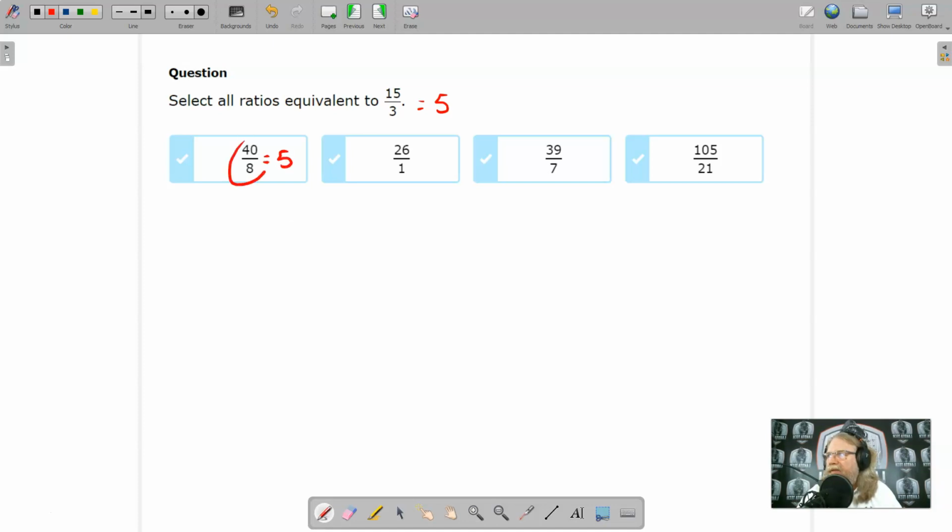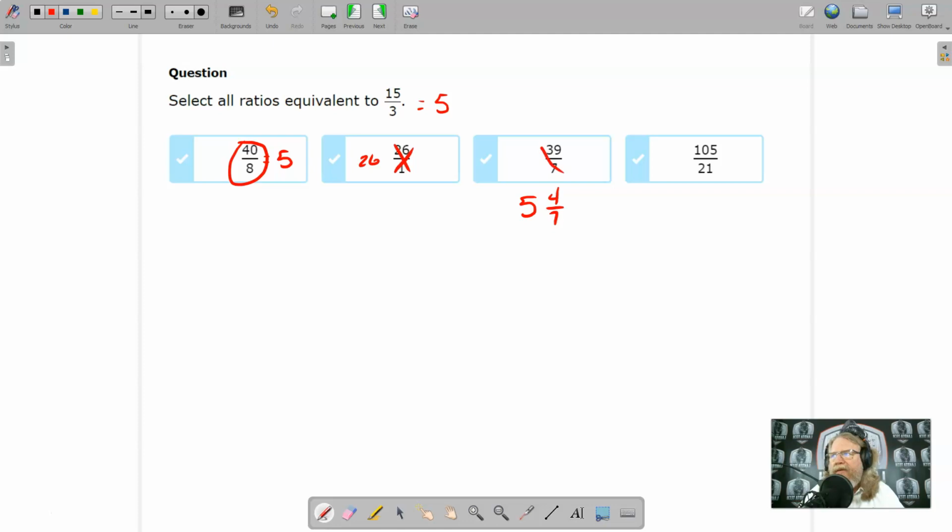Yep, that equals 5, so this one works out. 26 divided by 1 equals 26, so 26 is not equal to 5. 39 divided by 7. Well, 7 goes into, let me see, 5 times. 7 goes into 39 5 times with a remainder of 4. Bring that in. So is 5 equal to 5 and 4/7?